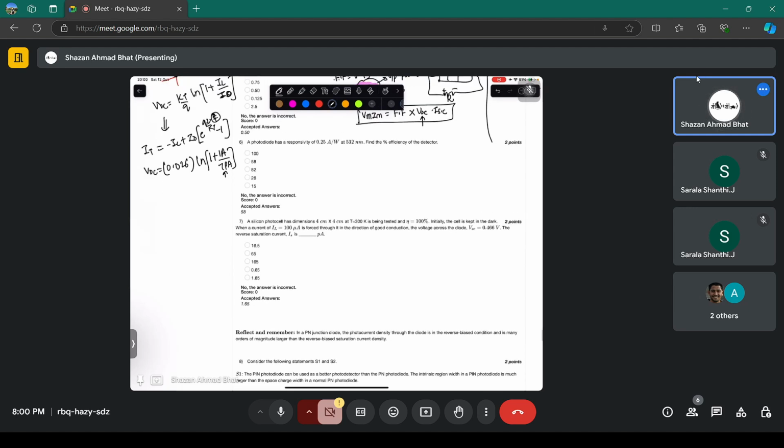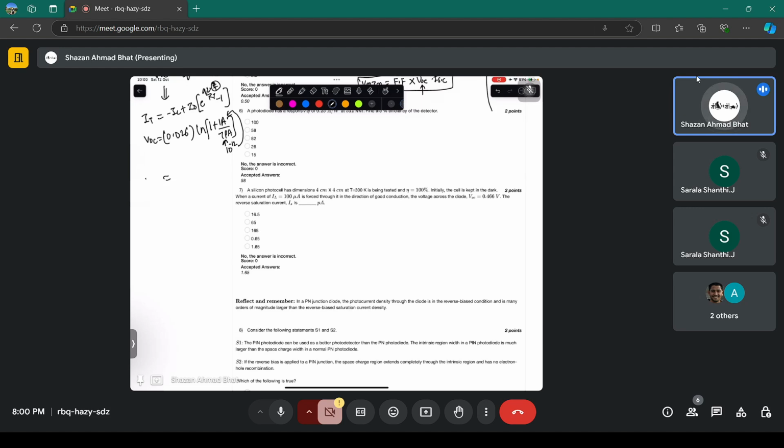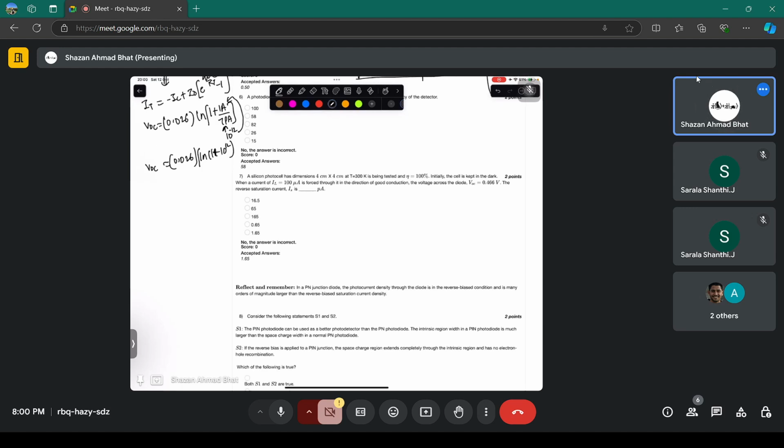This value is so small that when you bring it to the numerator, it will become of the order of 10 to the power 12, since pico is 10 to the power minus 12. So you will get VOC as 0.026 times the ln of 1 plus 10 to the power 12. You can ignore 1 here, and this is approximately ln of 10 to the power 12. Okay, and this is 0.026 ln of 10 to the power 12. You can write 0.026 times 12 ln of 10.